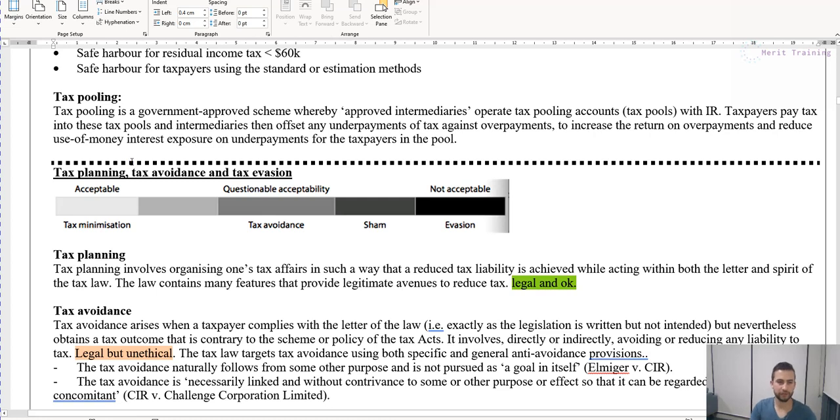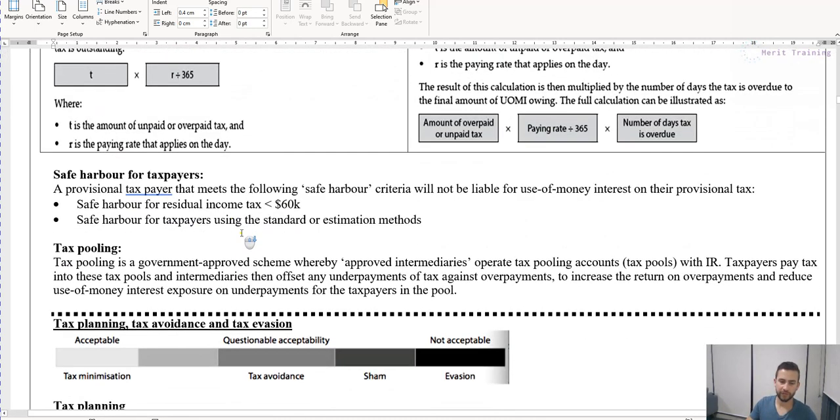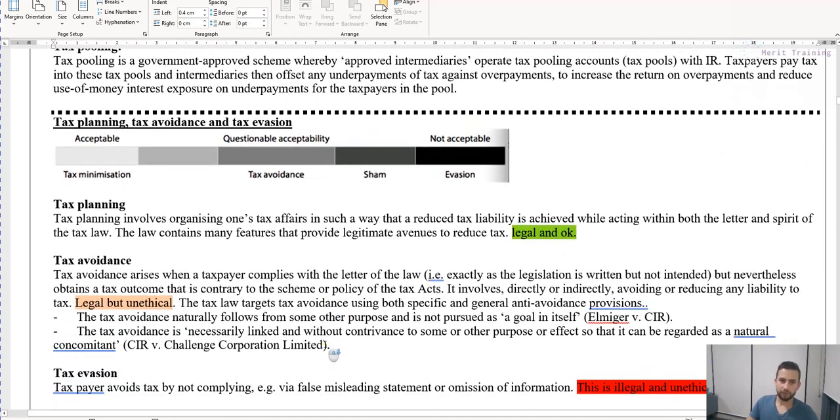Okay, and there's also the concept, before we move on, of tax pooling. So to prevent the risk of you incurring any late fees or use of money interest, what you can do is something called tax pooling. What tax pooling is effectively, it's kind of like an offset account in a mortgage. What you do is you pay your money into this, and that pool basically offsets any tax payments that you might owe to the government, and it reduces the risk of underpayments for the taxpayers in the pool. That's all you really need to know, what it is at a high level.